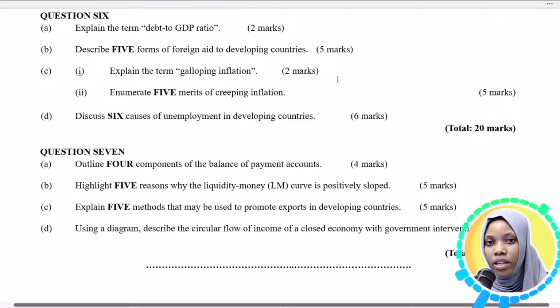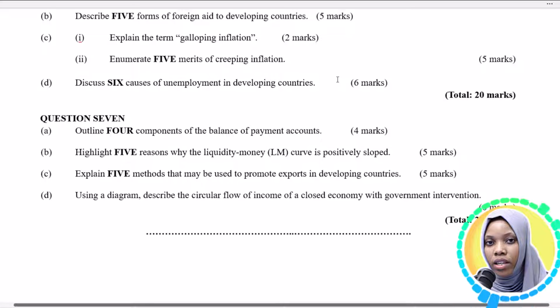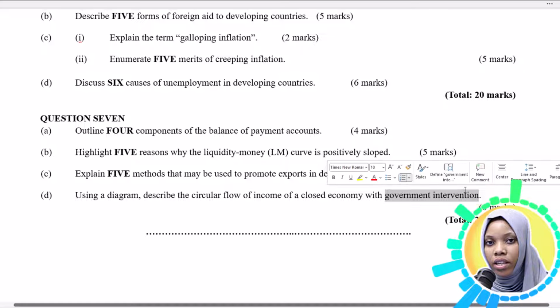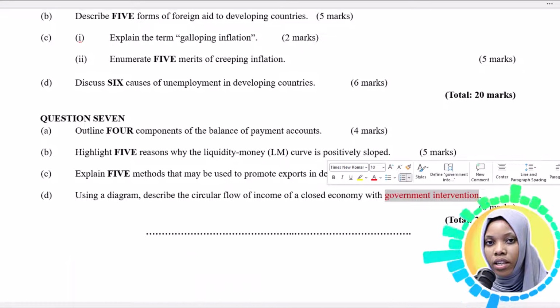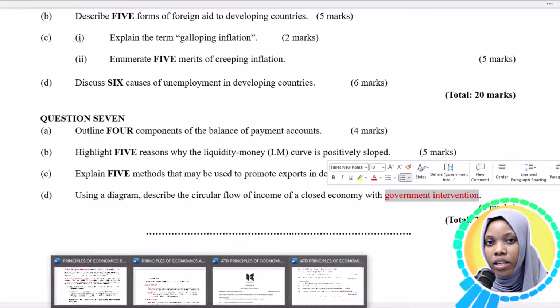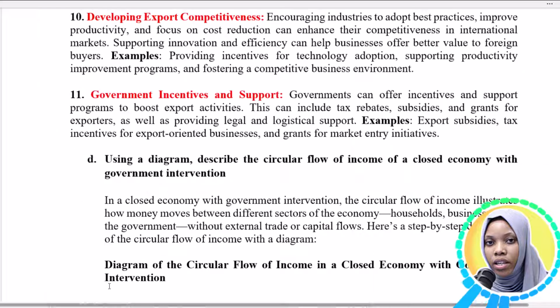Our last part in the question is part D, and it reads, using a diagram, describe the circular flow of income of a closed economy with government intervention. I didn't draw that, but I downloaded it from somewhere. I'm going to show you how.